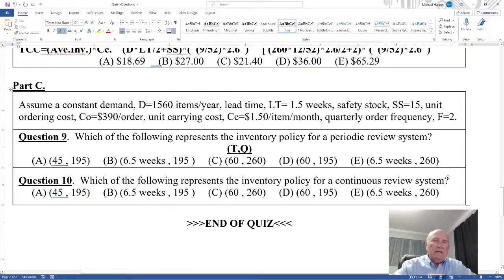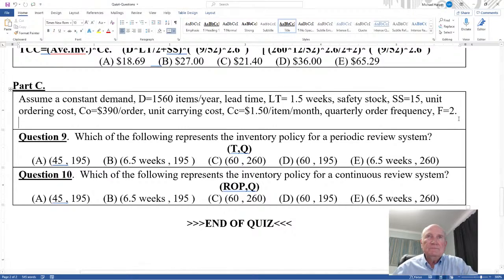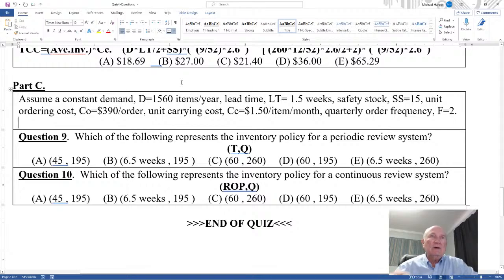And remember, continuous review is ROP, Q. So for each one of these, we have to find Q, okay? And so up here, Q equals, I keep having these underlined, there we go.